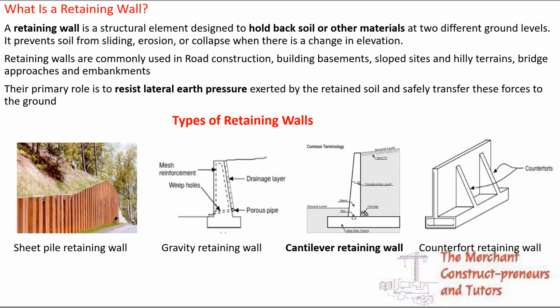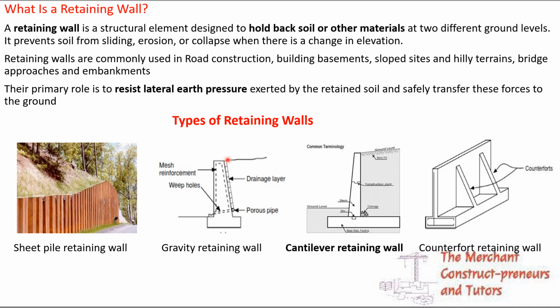So let's go straight. Now, what is the retaining wall? The retaining wall is a structural element designed to hold back soil or other materials at two different ground levels. It prevents soil from sliding, erosion, or collapse when there is a change in elevation. As you can see from these images here, this is the soil on this level, and this is the second level. So this is a retaining wall, and this type of retaining wall is a sheet pile retaining wall. It is designed or provided to hold back soil between two different levels.